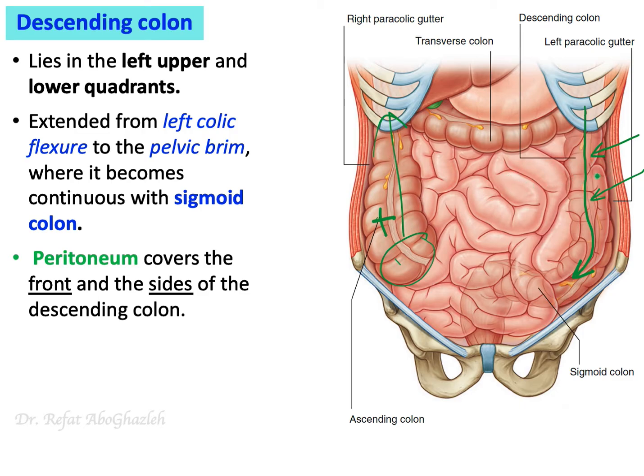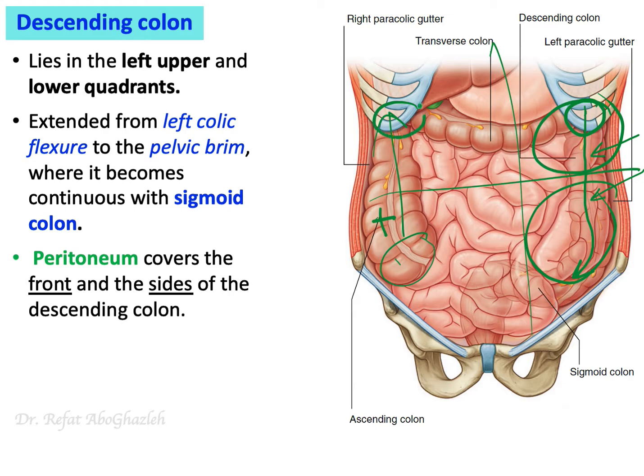Anyway, because it's longer, it's located not just in the left lower quadrant, no, but also in the left upper quadrant. That means it's on the left side in the upper and lower quadrants. So it extends from what we call the left colic flexure here. There is a flexure, we'll talk about it.